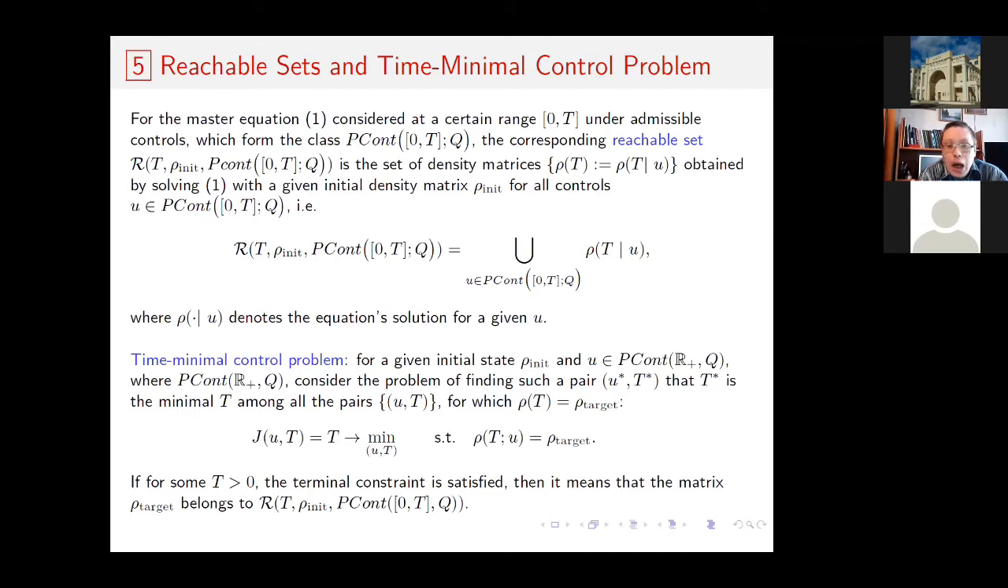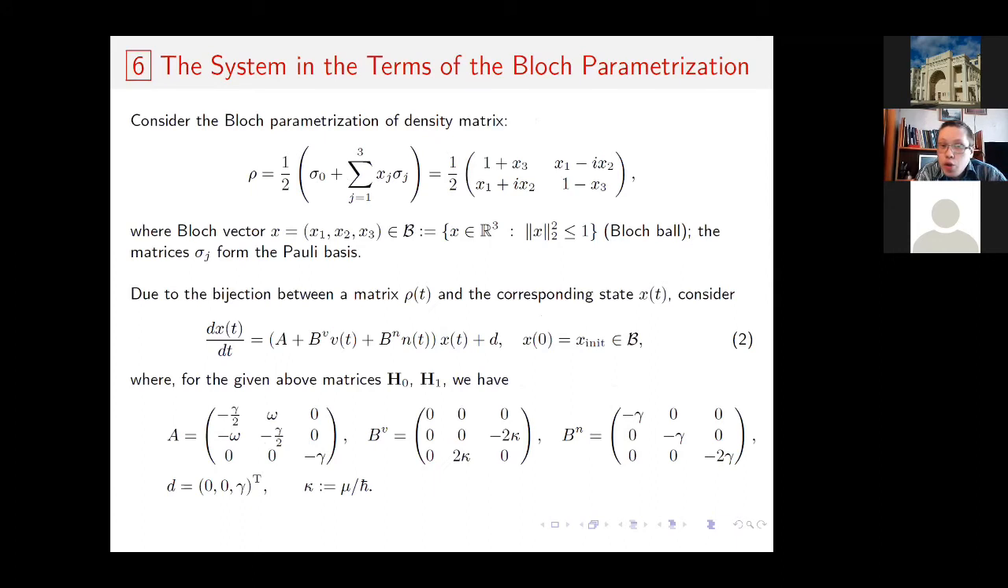And of course, we see that the density matrix is connected with this time minimum control problem, because we consider such reachable sets which allow us to satisfy our terminal condition. And after using the Bloch parametrization for the density matrix, because we consider only a two energy level system, we have a good possibility to use the classical Bloch parametrization.